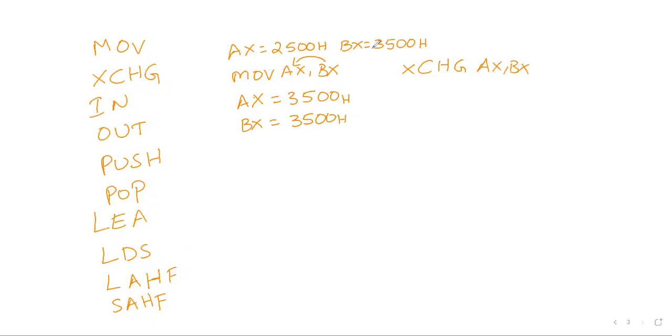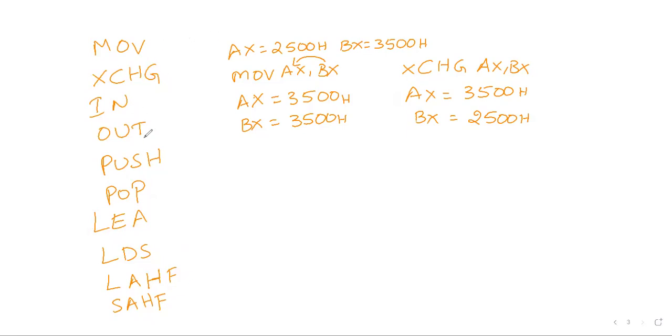what happens? Before the instruction AX contains 2500, BX contains 3500. But after this instruction, AX contents change to 3500 hexa, and BX register contents are changed to 2500 hexa. These are exchanged. BX contents are loaded into AX, AX contents are loaded into BX. That is the difference between move and exchange.